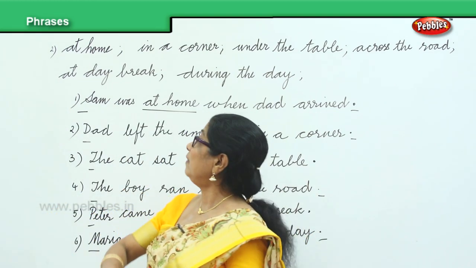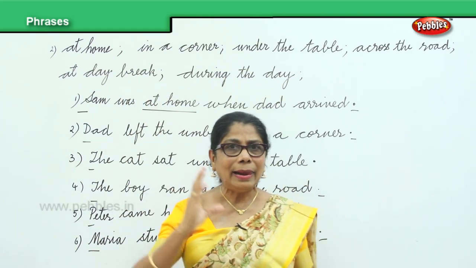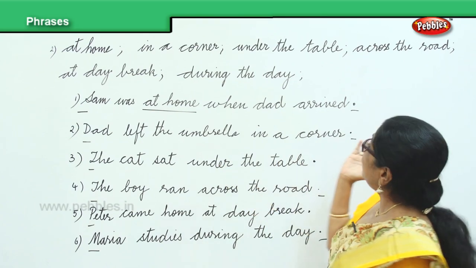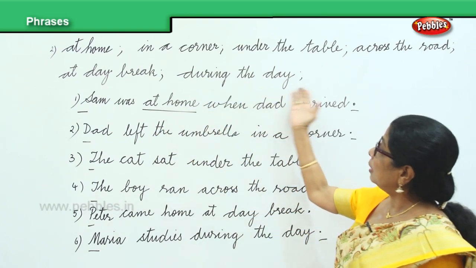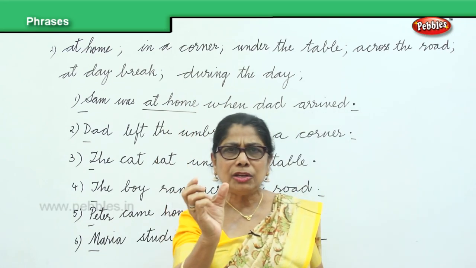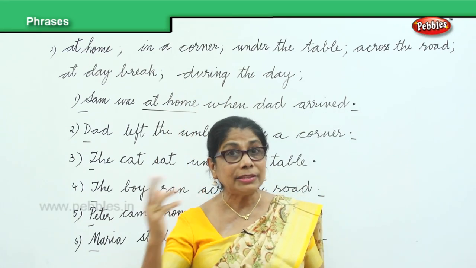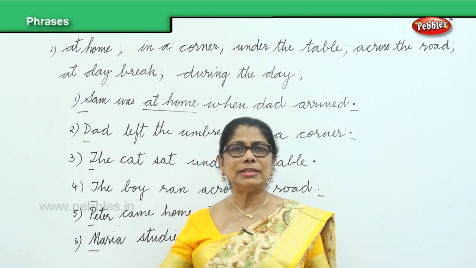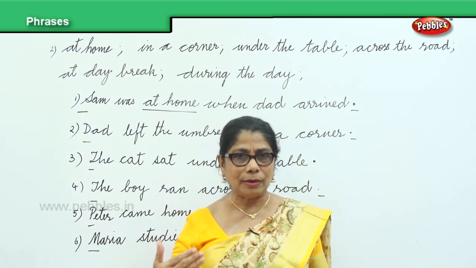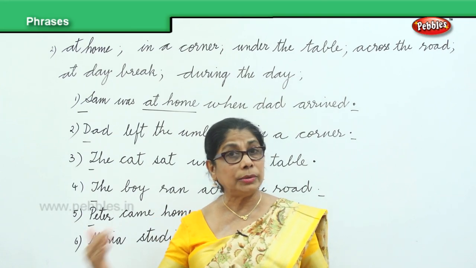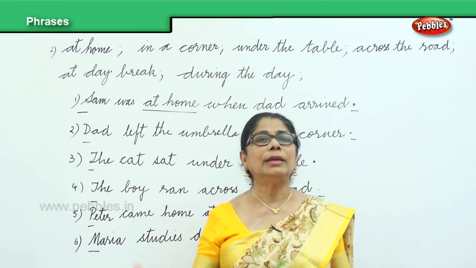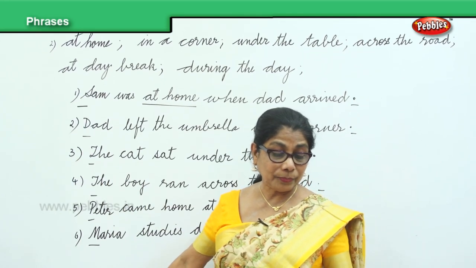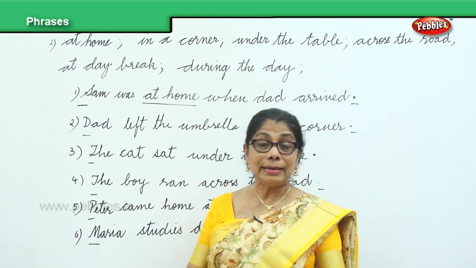So we have a group of words: at home, in a corner, under the table, across the road, at daybreak, during the day. All these are groups of words that do not make complete sense. We use them in sentences so you understand that although across the road does say something, we change that into correct sentences.